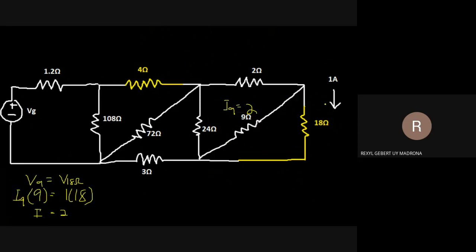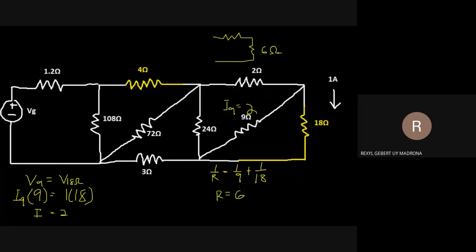Then since these two resistors are in parallel, we can combine them. And that would be 1 over R equal to 1 over 9 plus 1 over 18. And that would give us R is equal to 6. Now, after redrawing this, the circuit will look something like this.